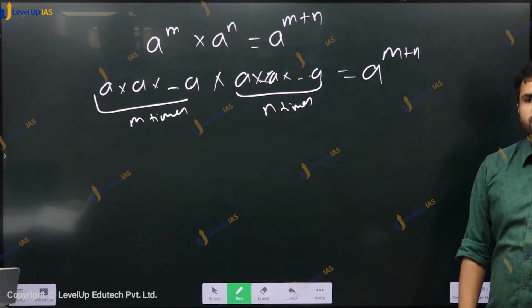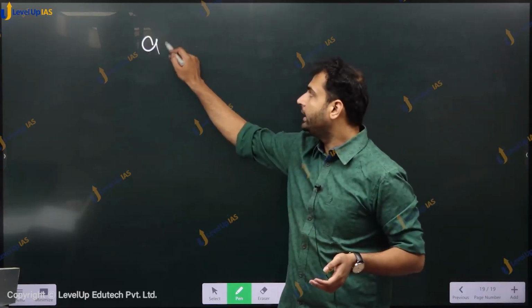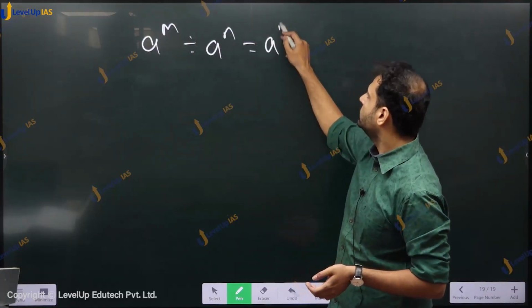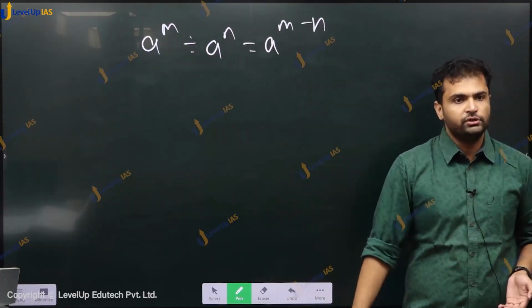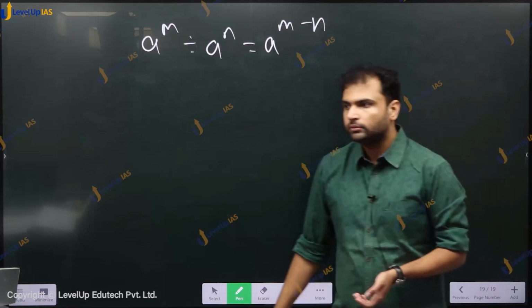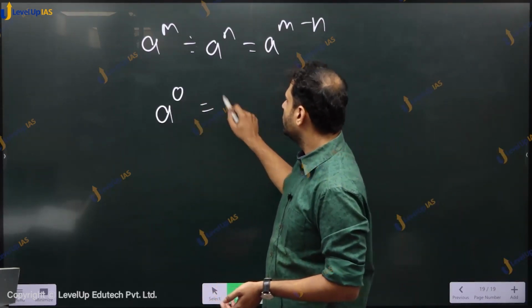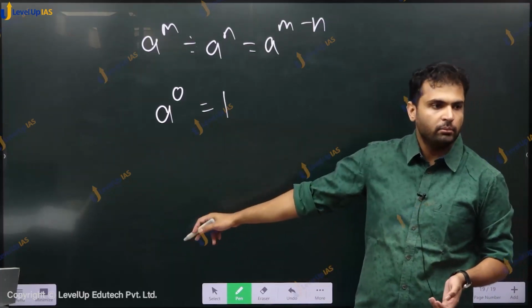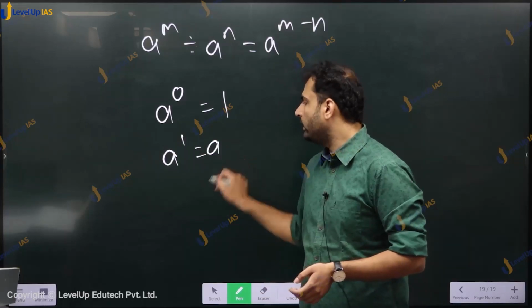And because division is nothing but opposite operation of addition, what would be a raised to m divided by a raised to n? A raised to m minus n. Division is opposite operation of addition. Then a raised to 0 is equal to 1, something which we have already seen. Any base raised to 0 is 1. A raised to 1 is a for all a.